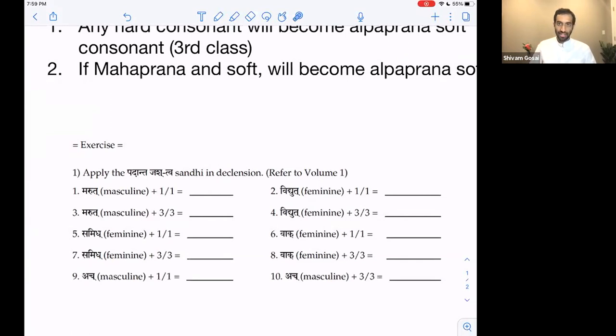Ach. So chakara becomes cha cha ja, right? Becomes ja. So it becomes aj. So we see ajanta, ach ending. So vidyut becomes vidyud. Vidyut plus 3-3 bihi, right? So vidyud bihi.